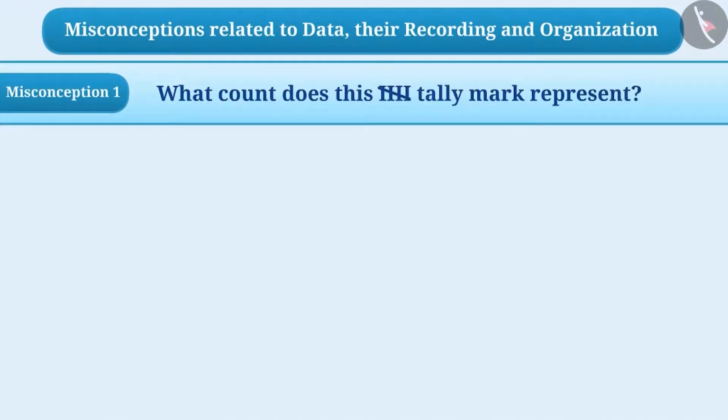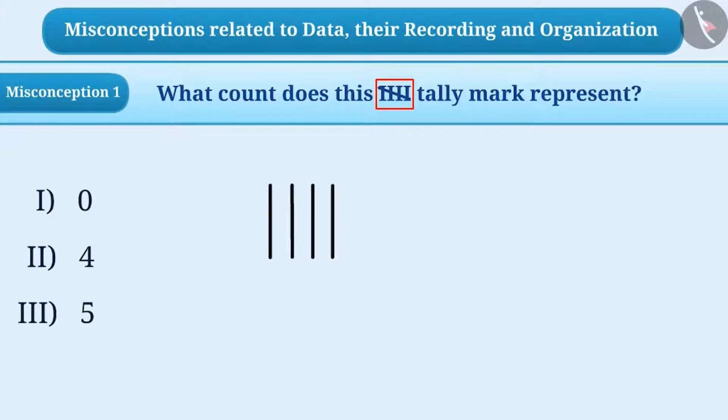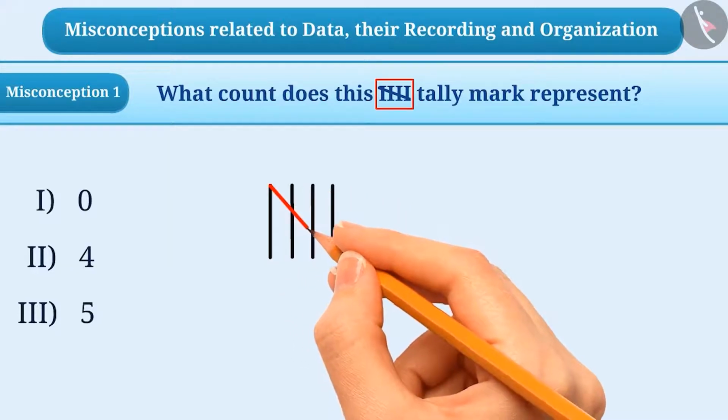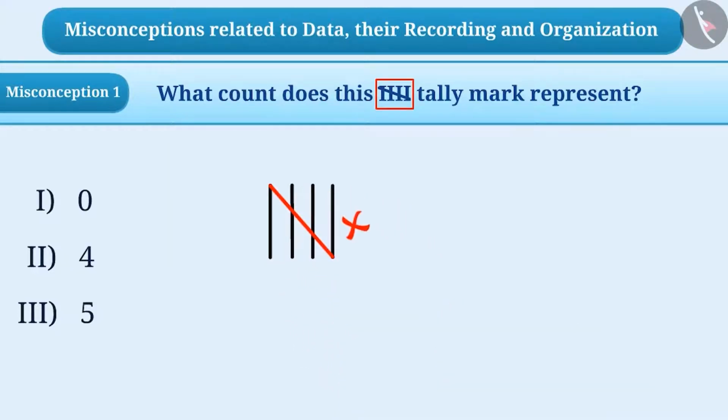Misconception 1. What count does this tally mark represent? The tally mark shown here has a slant line drawn on 4 straight lines. When the lines are drawn diagonally, some children feel that the lines have been cut. That is, these tally marks are not to be counted. Hence, they don't count this tally mark and select the first option, which is the wrong answer.